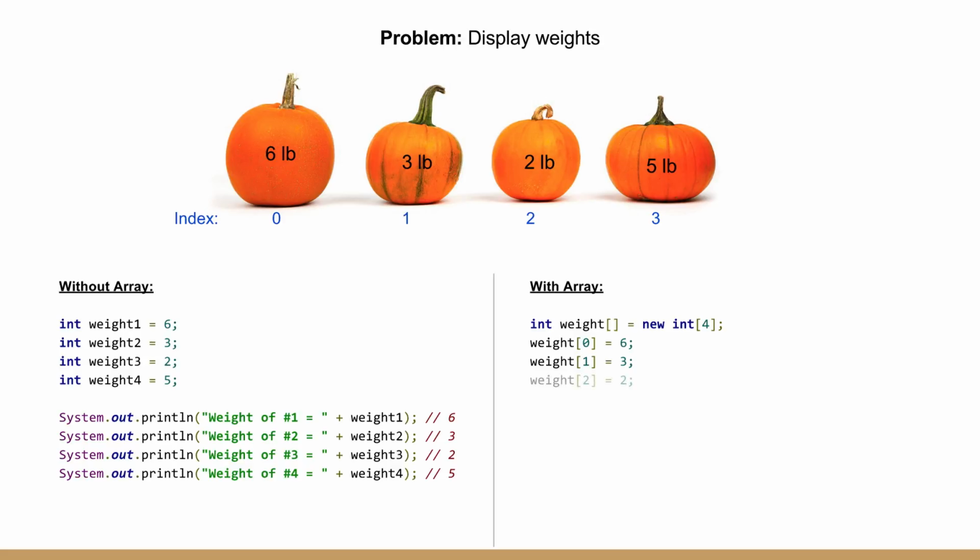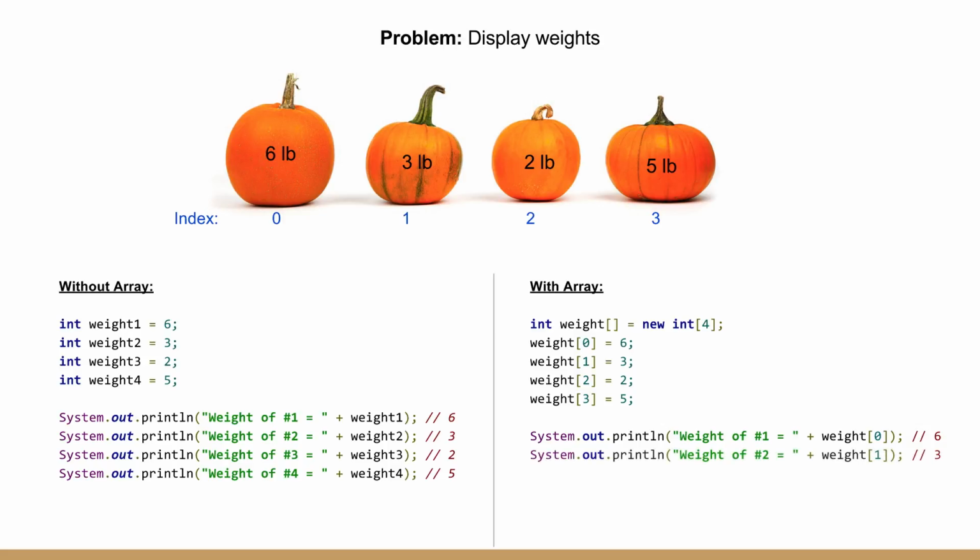For the first weight, we add the value inside 0 index. Similar value assignment for other weights. Now if I want to see the weight of first pumpkin, I will find it by accessing index 0 of the array. For second weight, it is in index 1, and so on. Now pause the video and observe the difference between 2 codes.